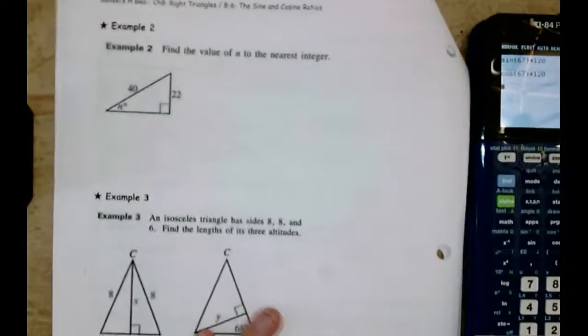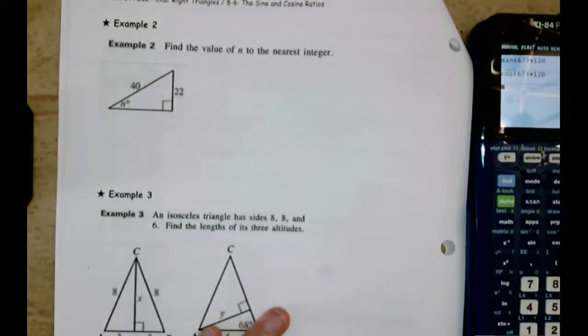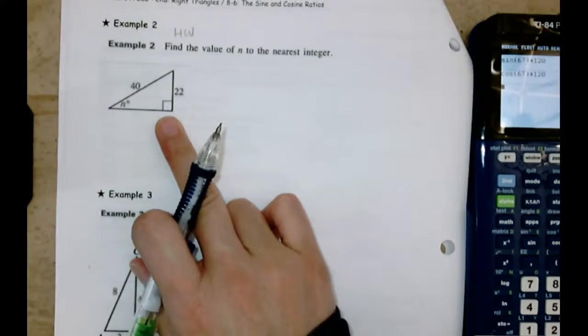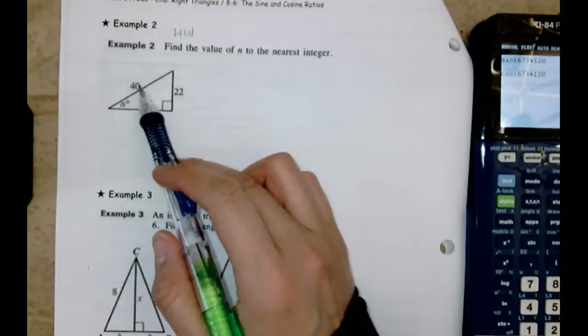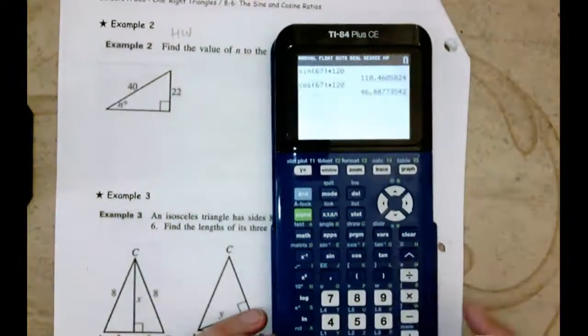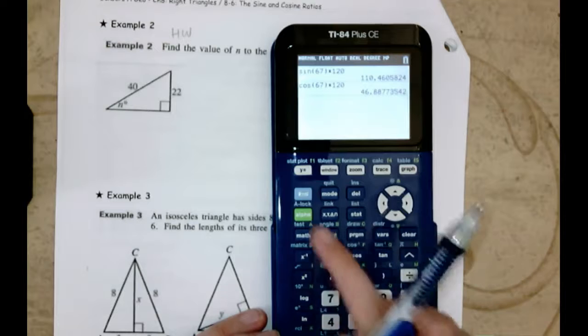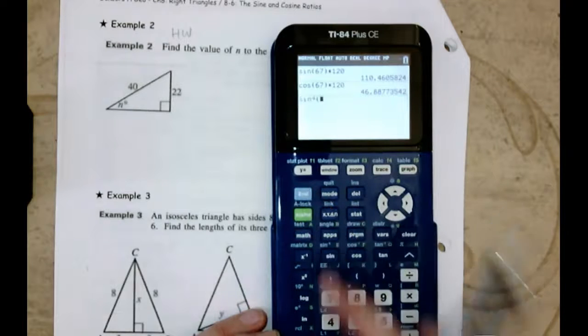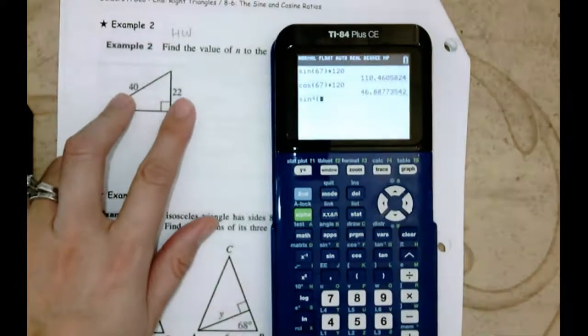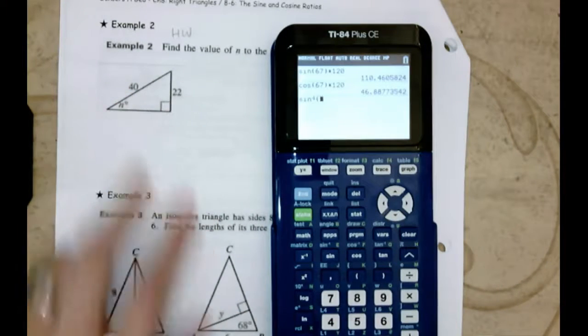Okay, find the value of n to the nearest integer. So you can do this one, I think. This is inverse, right? And this is opposite and hypotenuse. So you do sine inverse. If you remember, sine inverse, you see right here, the light blue, sine inverse. So you have to press second and sine to get the sine inverse. Put the ratio in there, and then you get the angle.